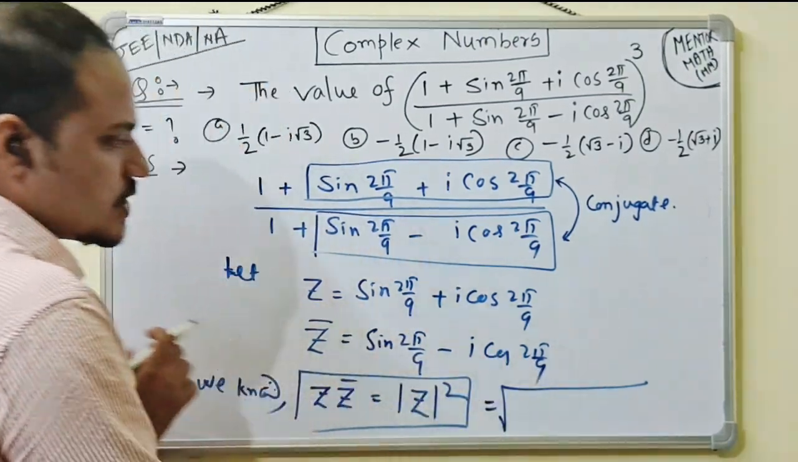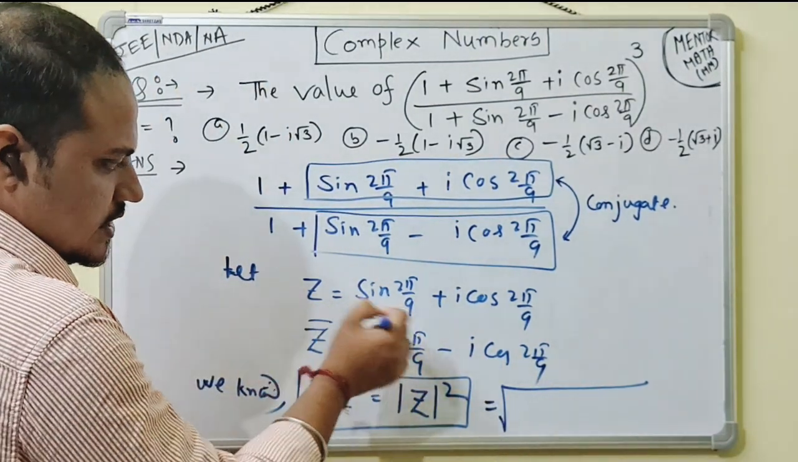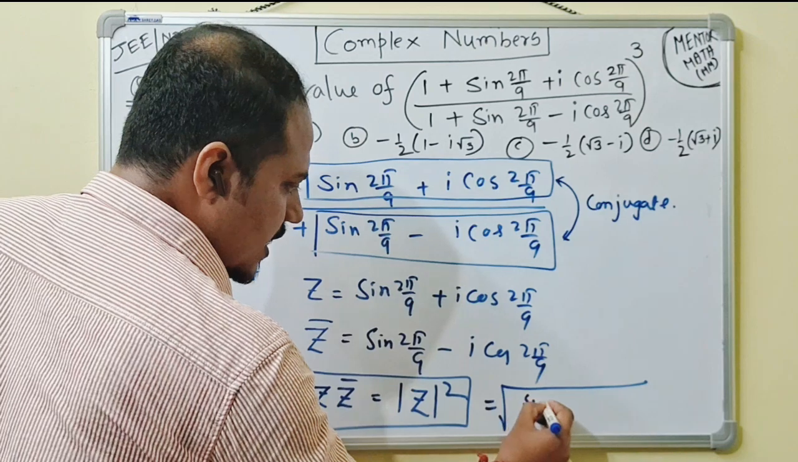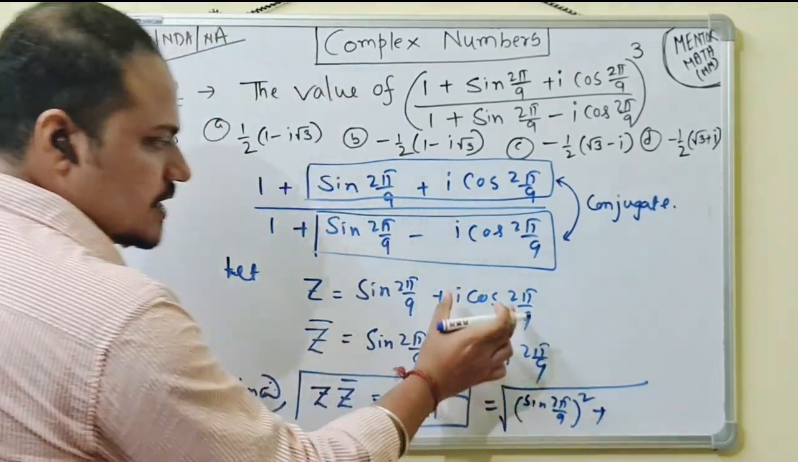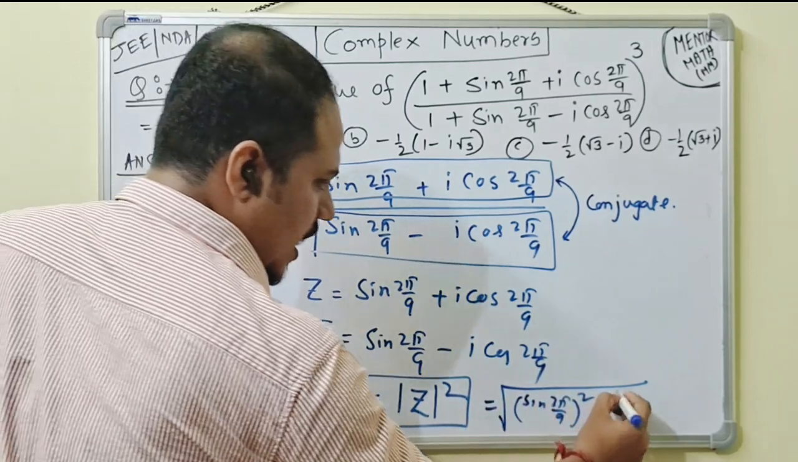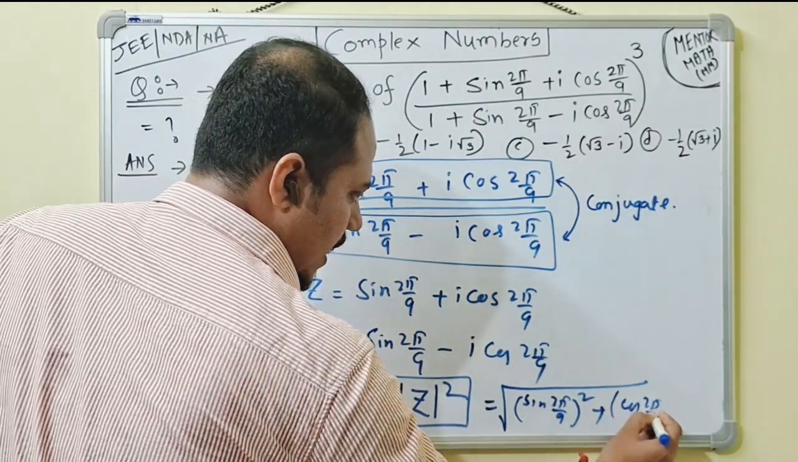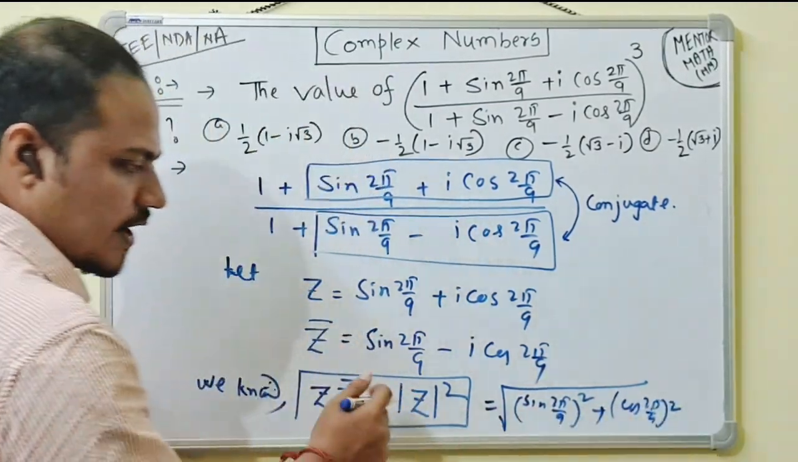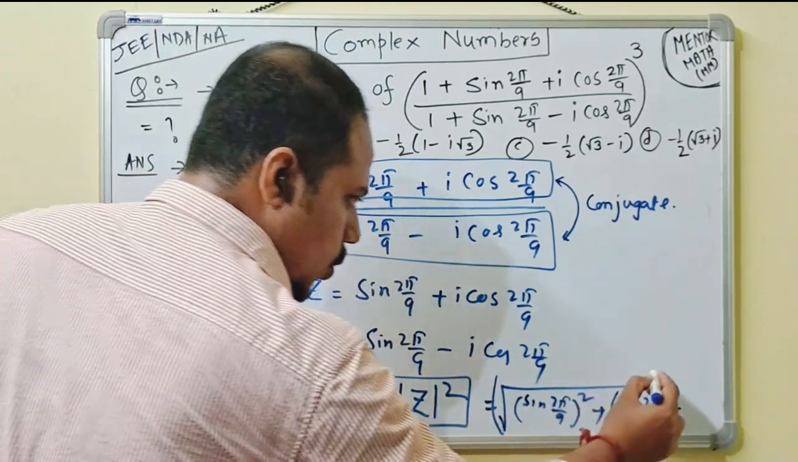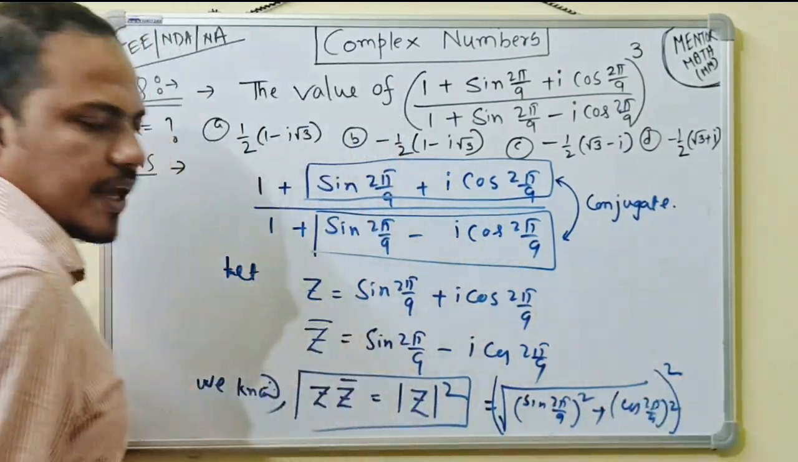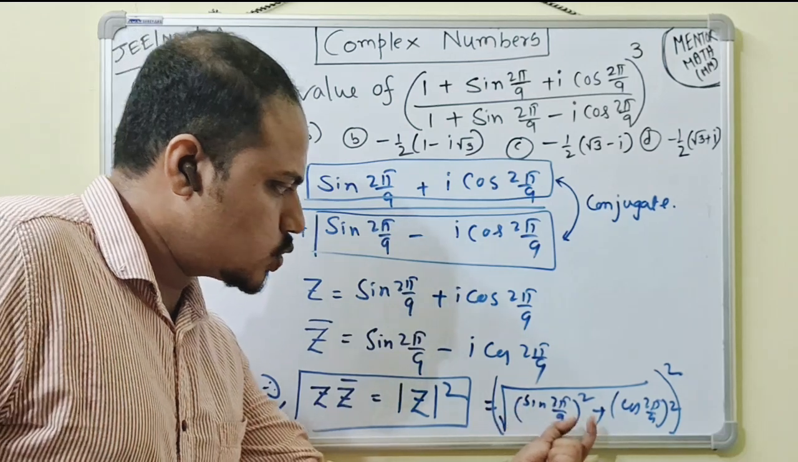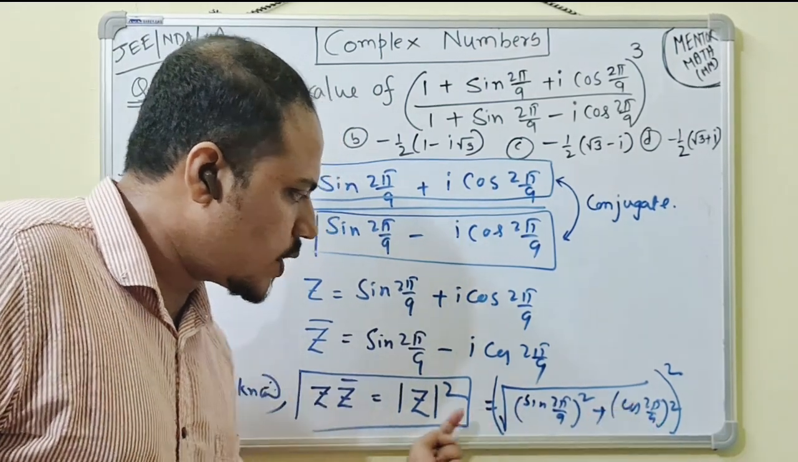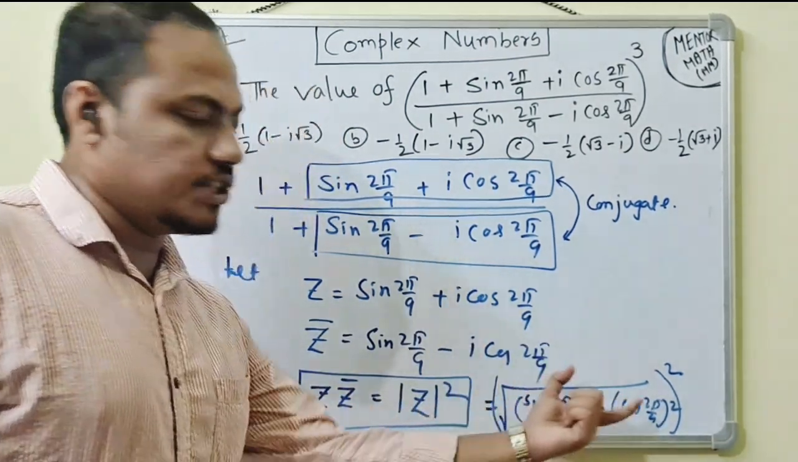Root under real part square. So you know that z is sin 2π/9, so the real part is sin 2π/9 whole square, plus the imaginary part square, that is cos 2π/9 whole square. In that way you can find mod z. Okay, so now look at this form: root under sin 2π/9 whole square plus cos 2π/9 whole square, whole square. That is your mod z square.